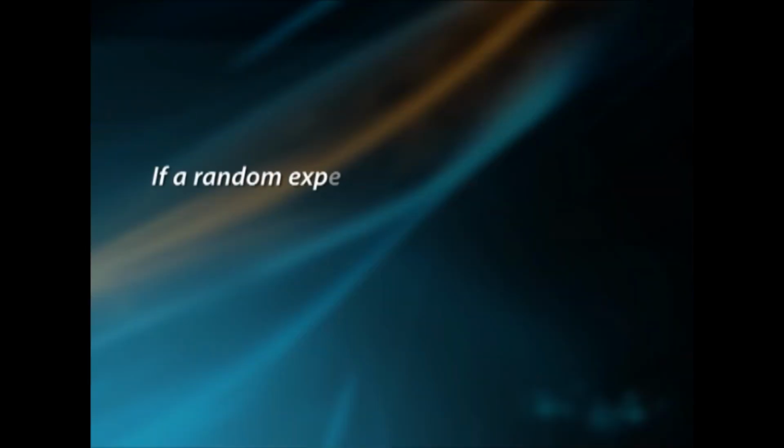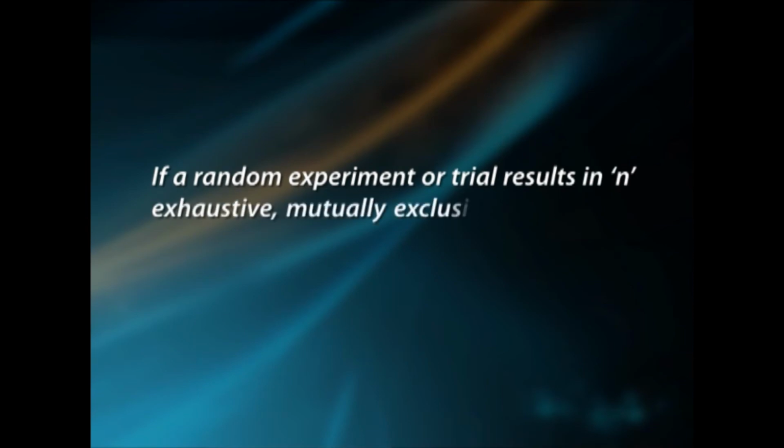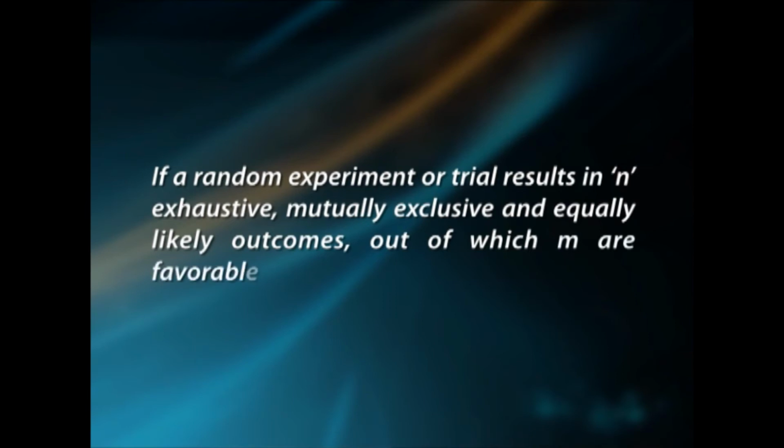The definition is as follows: if a random experiment or trial results in n exhaustive, mutually exclusive and equally likely outcomes, out of which m are favorable to the occurrence of an event E, then the probability of occurrence of E is given by P of E equal to number of favorable cases to E divided by total number of cases, that is equal to m divided by n.